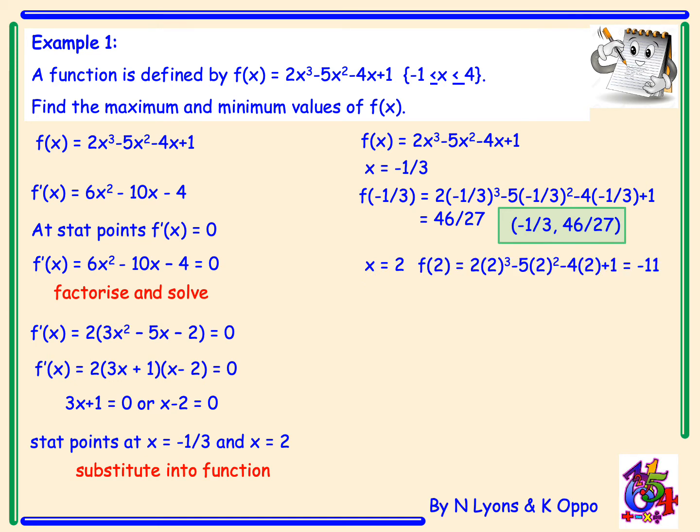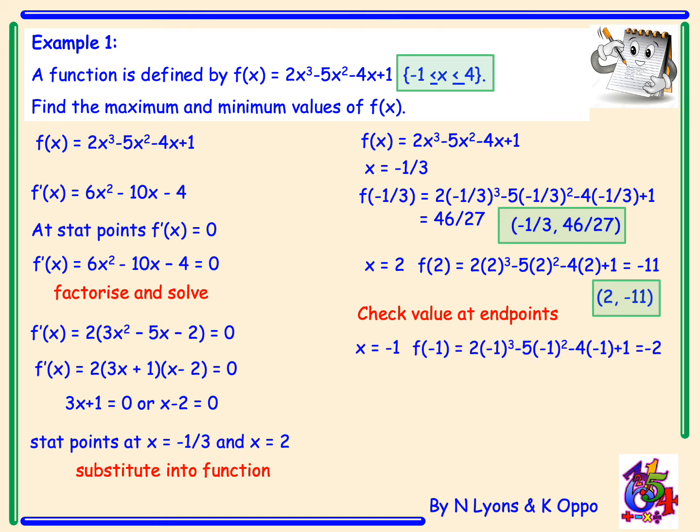When x equals 2, I put that into the function and f at 2 equals -11. So that means I have another stationary point at 2, -11. Now we could go and find out the nature, the maximum or minimums, but it's going to be a bit obvious in a second. We just look at the values. First of all, I'm going to have to check the value at the endpoints. So first endpoint, x equals -1. I put that into the function and f at -1 equals -2. So I'm looking at the coordinate point -1, -2.